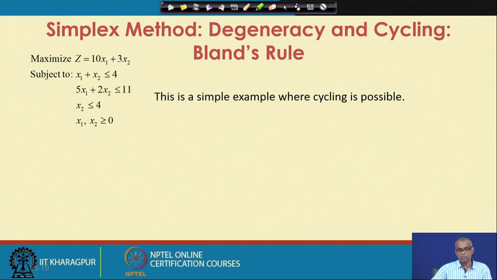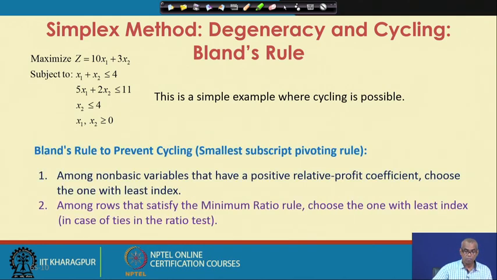The example that you see is an example where cycling is possible. It is a simple example, but cycling is possible. Now, there is Bland's rule to prevent cycling. This is also known as the smallest subscript pivoting rule. If we follow Bland's rule during pivoting, you will be able to prevent cycling.